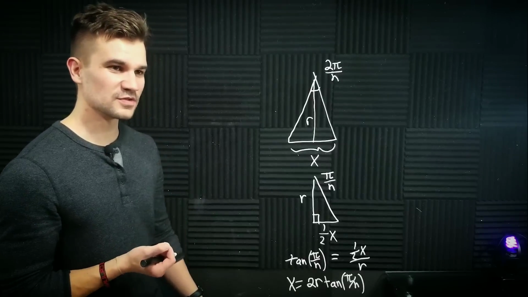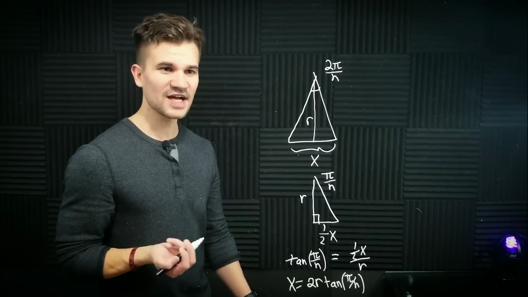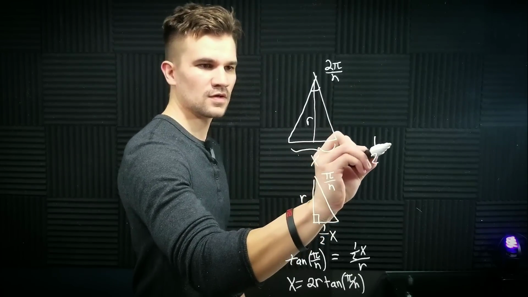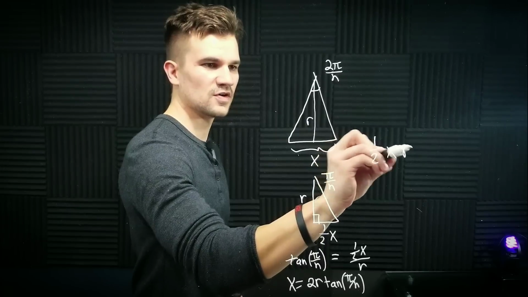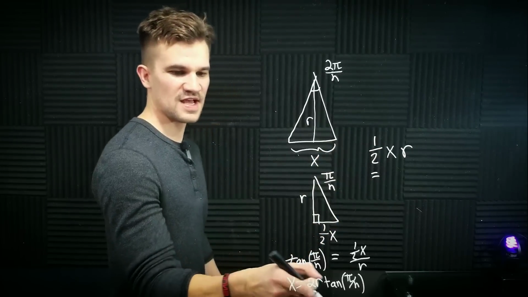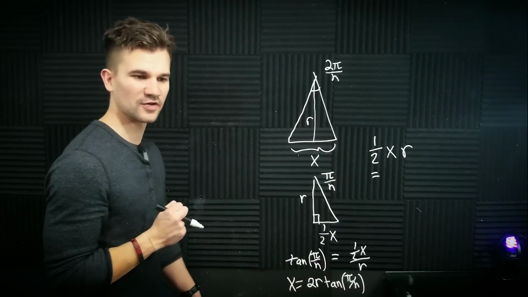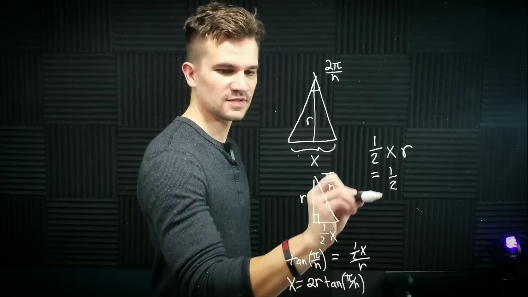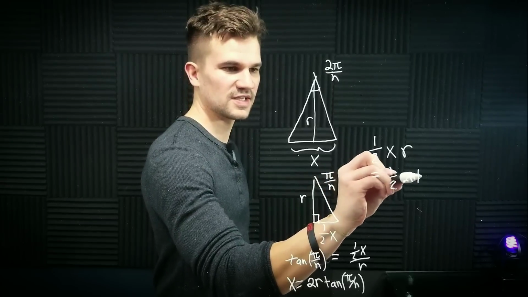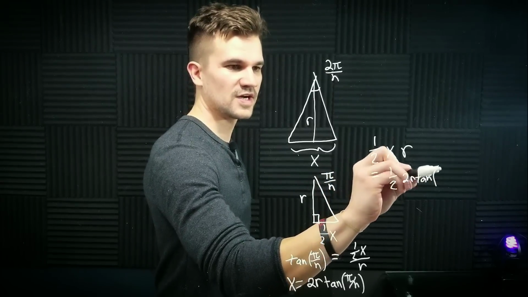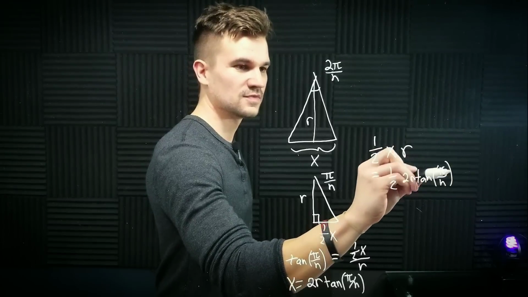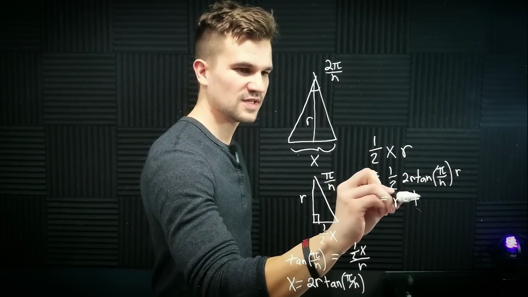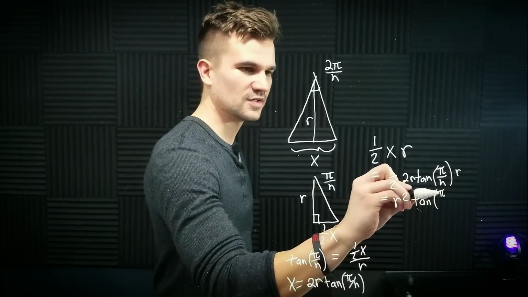Now we want to find the area of the triangle. Well, the area of the triangle is of course 1/2 base times height. So that's 1/2 of x times r. But we just found that x is 2r tangent pi over n. So we get 1/2 times 2r tangent pi over n times r, which is r squared tangent of pi over n.